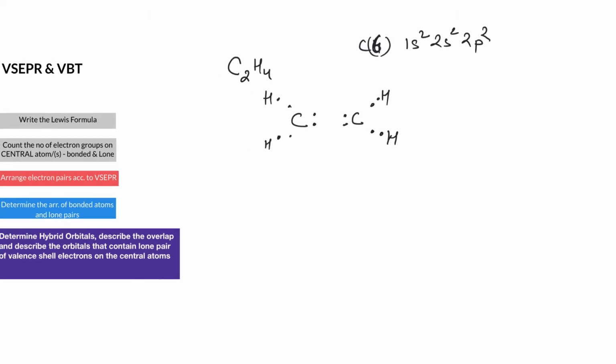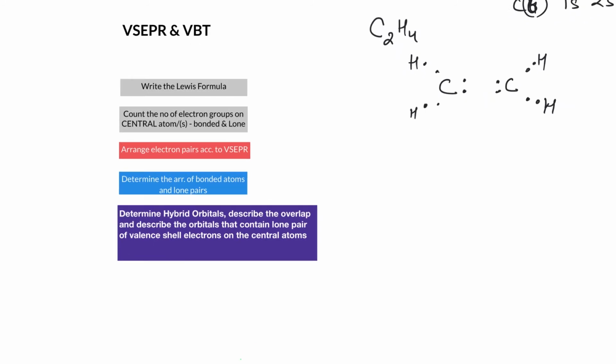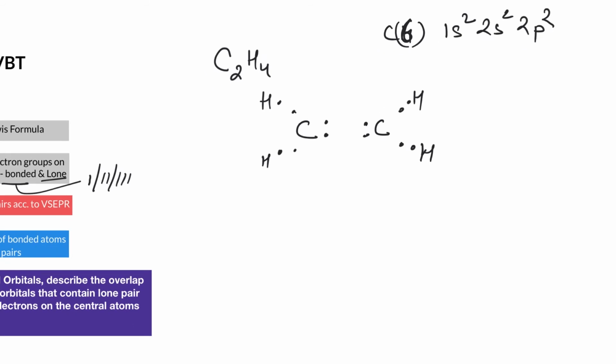By the way, I hope you remember that we follow this. We first write the Lewis structure, we count the number of electron groups, which includes bonded or lone pair, and while counting the bonded, we do not care if it's a single, a double, or a triple covalent bond. Then we arrange them according to VSEPR. We determine the bonded and the lone pair, keeping them in mind we determine the molecular geometry, and finally we determine the hybridization. So this is the very first step, where we determine how many electron groups. So 1, 2, and 3.